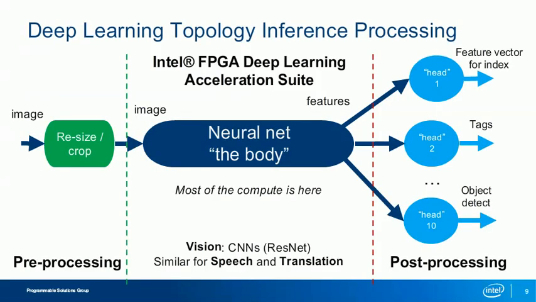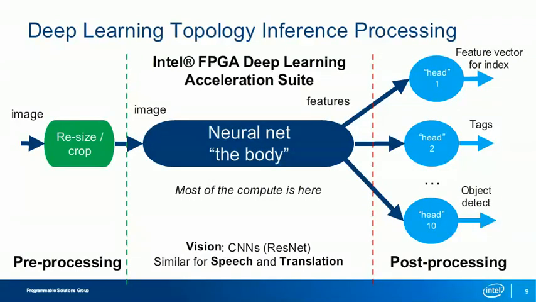When processing data with deep neural networks during inference, there are typically three stages. First is pre-processing, where the data, for example an image, is formatted in a way that the network can understand. This can be resizing or cropping the image or changing the format from RGB interleaved to planar data.